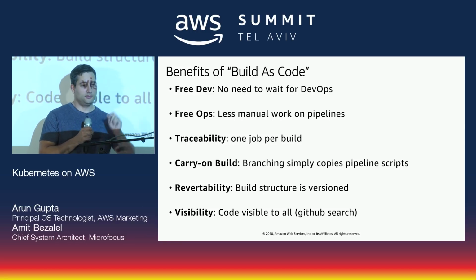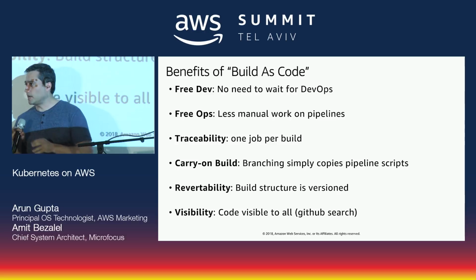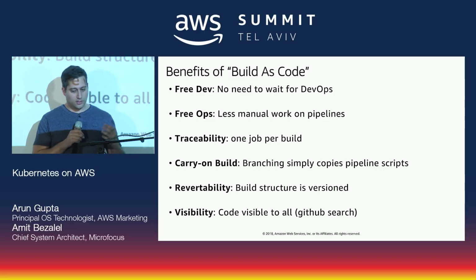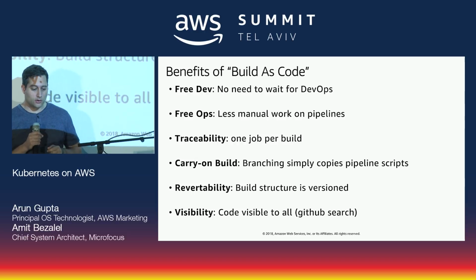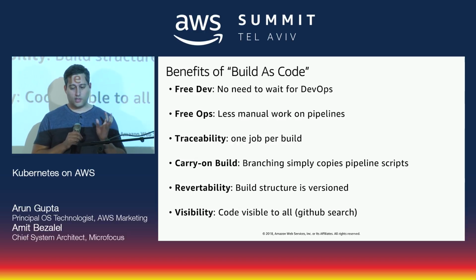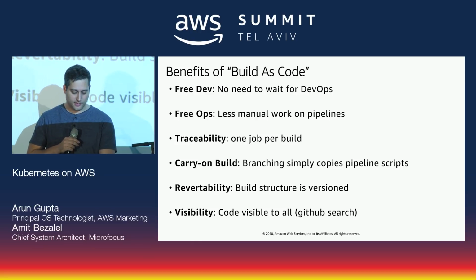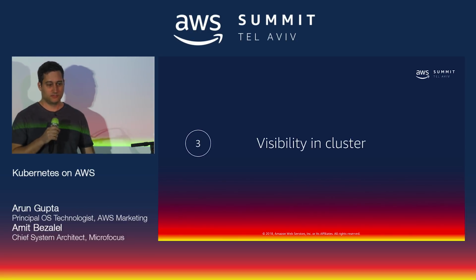You don't need to have dev coming to DevOps saying, I need another pipeline, just please build this for me. You have full traceability, so once you go into Jenkins, it's just one job that you look at the log, and you can find your problem there, just search for error. Builds are carried out when you branch, then everything is committed to the Git repo, so the branch also includes all of the build instructions. If you want to build that, you just go into Jenkins and say build this branch, and everything is already there.